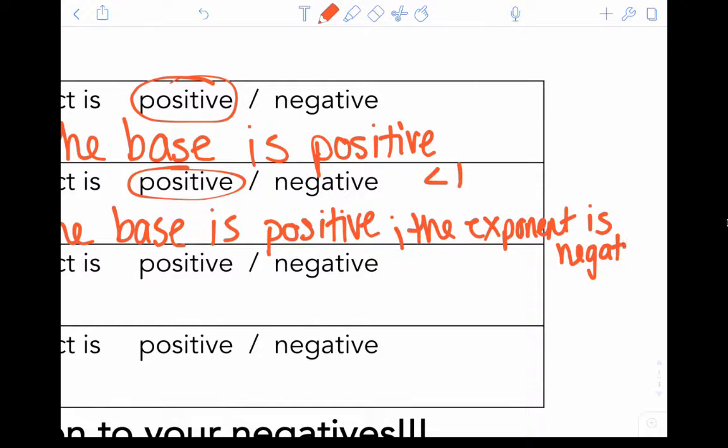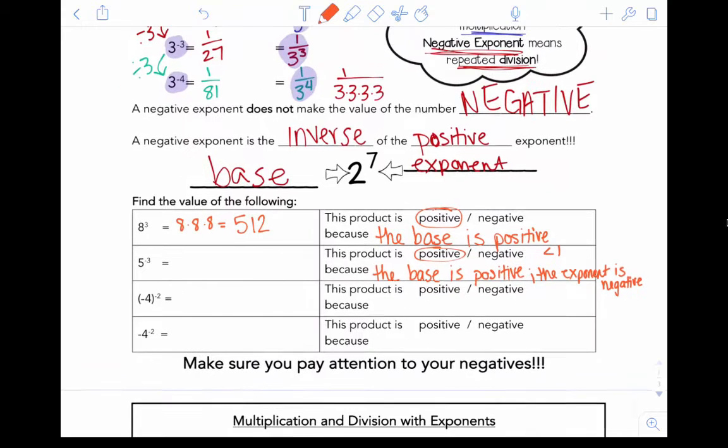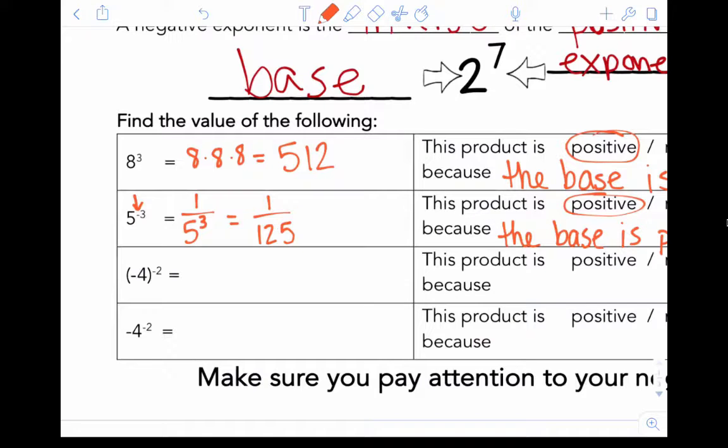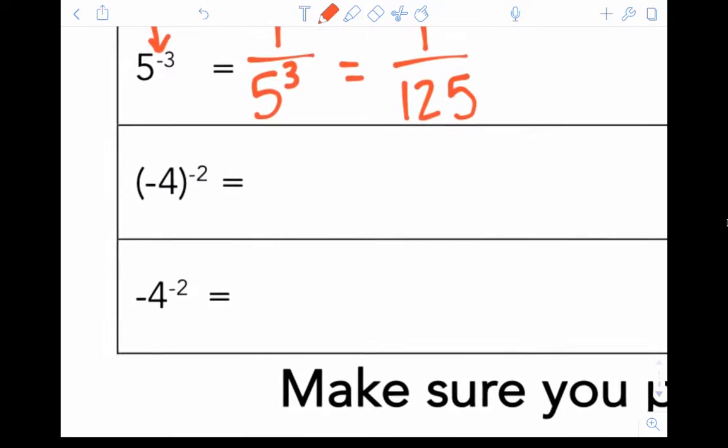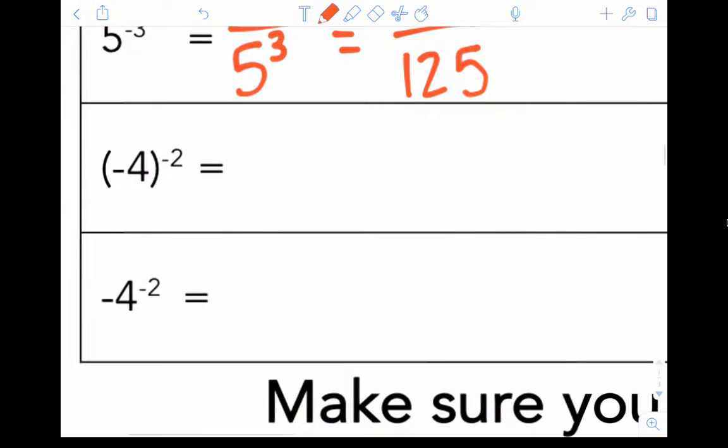So the next two problems I have are pretty similar. The only difference is there's a parentheses in one and there's not a parentheses in the other. So this first one, I have negative 4 in parentheses to the negative 2nd power. Well, the first thing I notice, I have a negative exponent, which tells me that this is going to create a fraction. I'm going to take the inverse of it. But I need to think about what the exponent is affecting.